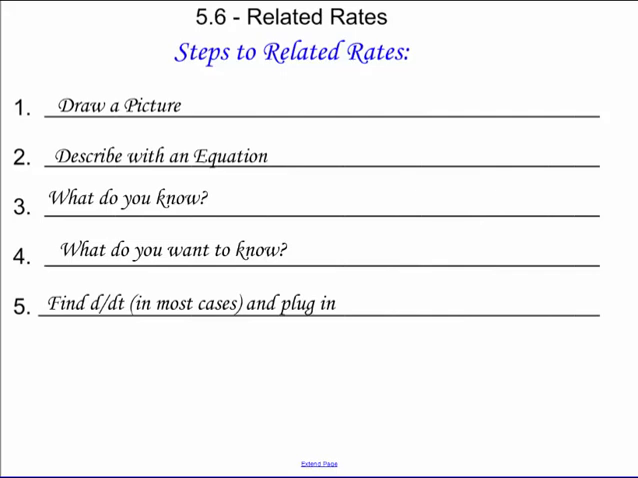Today we're going to be talking about related rates. Our steps to related rates are, first we draw a picture about the situation. We're going to describe the situation with an equation. Write out what you know, write out what you want to find, and then in most cases we're going to take d/dt of our equation and plug in what we know to solve.